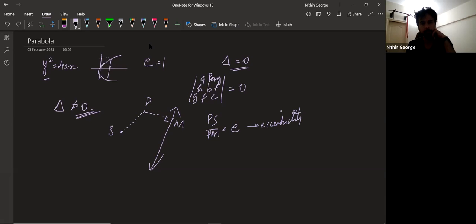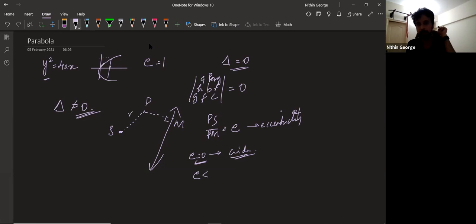So here, if E is equal to 0, the conic is nothing but a circle. Now how does that circle work? There's a fixed point, which is the center of the circle, and a fixed line, which is at infinite distance away from it. That's how it becomes a circle. That's the limiting case. The distance to the fixed point will be r, and the ratio will be equal to 0, which means circle.